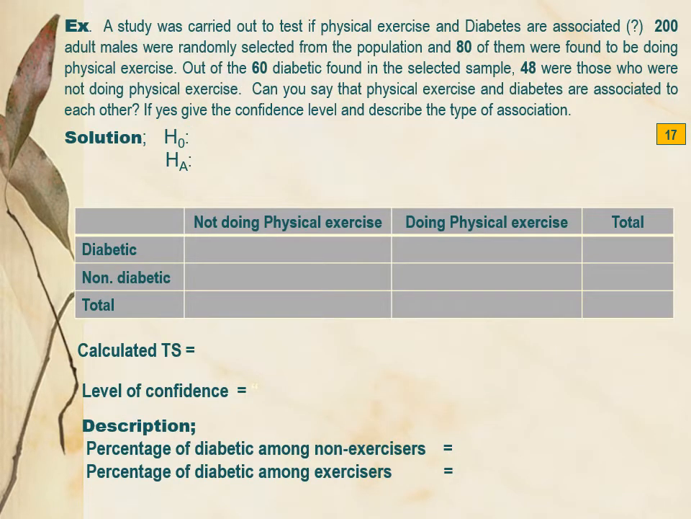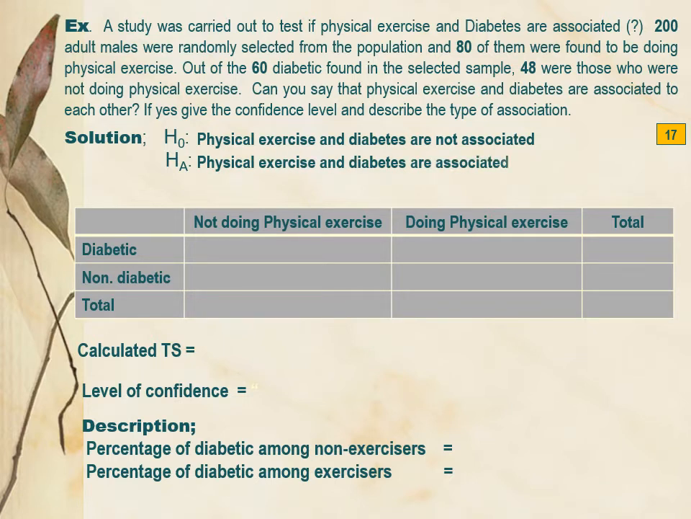Slide number 17. There is a similar problem to the one discussed in the last slide. It's a 2 by 2 table, and here it is to see the association between physical exercise and diabetes. You will follow similar steps. First you write the null hypothesis: physical exercise and diabetes are not associated. Alternate: they are associated. Because it is a 2 by 2 table, you will use the corrected chi-square formula, the Yates corrected formula. You will complete the table as you did in the last example. The information given to you, you put in the respective cells, and you will get the complete table.